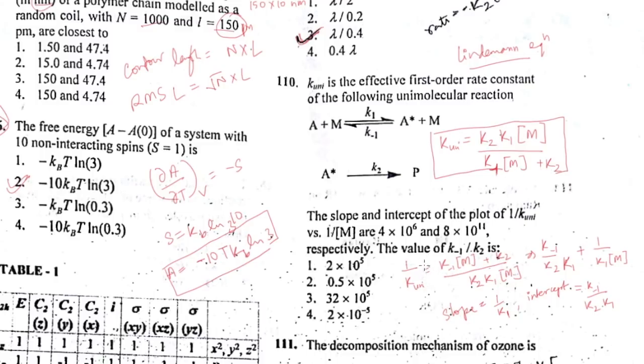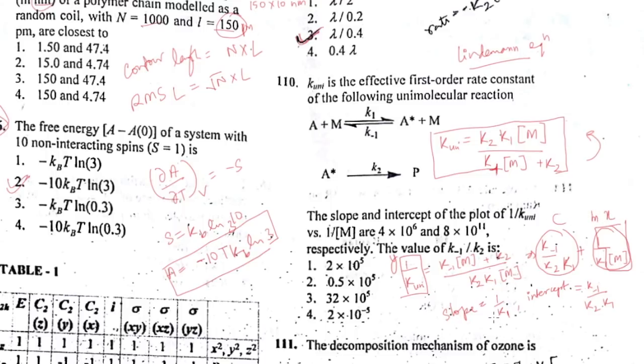If you take the reciprocal of it, 1/k_uni = (k_-1 [M] + k2) / (k2 k1 [M]). I've just taken the reciprocal of this equation. Now if you divide it separately, you get k_-1/(k2 k1) + 1/(k1 [M]). So you are plotting a graph between these two quantities, where y = mx + c.